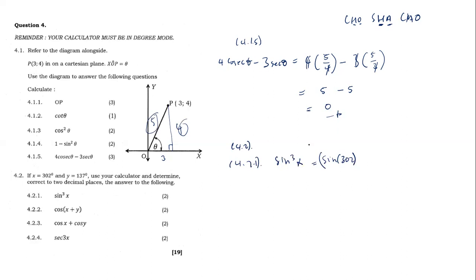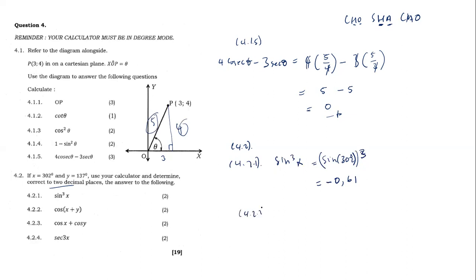This is what you're going to do on your calculator, right? It's 302 degrees. You can just close this bracket and say to the power of 3, or you can just put your bracket over there. It is still fine. And therefore the answer that you're going to get is -0.61 to 2 decimal places. Okay, that will be 4.2.1.